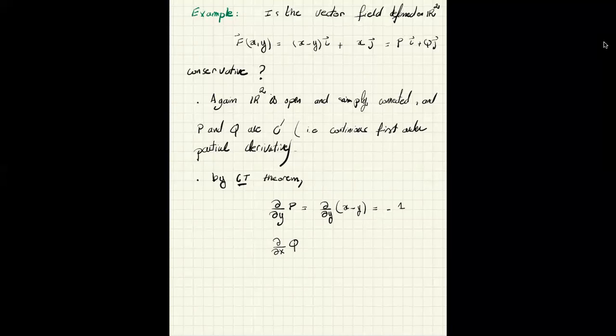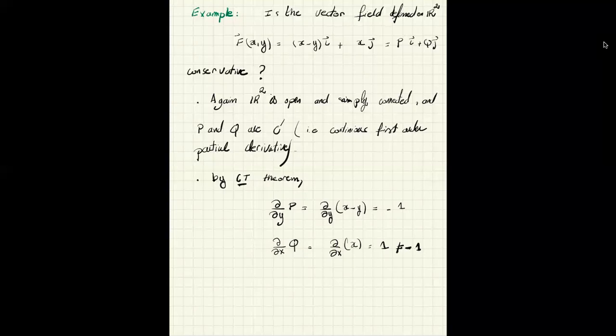Okay, this is not the kind of example I wanted, but it's good, so I'll make you think a little bit. Okay. The partial of Q with respect to x, which is 1, is not equal to -1. Okay? Well, they are not equal. So I cannot apply it.